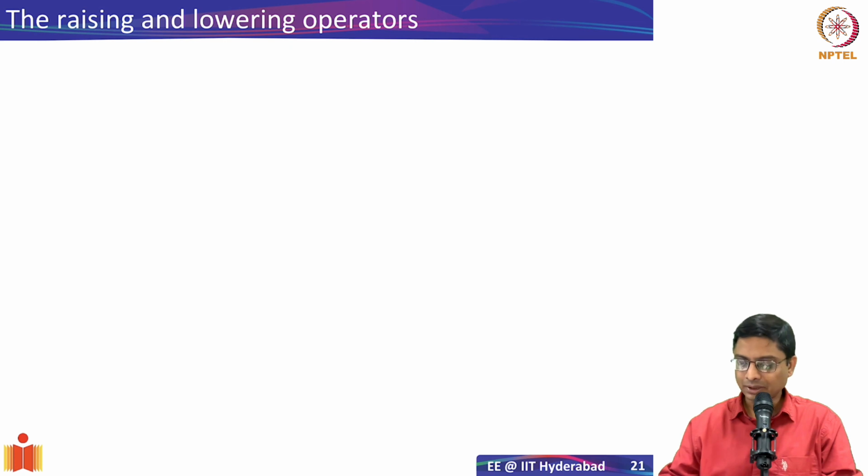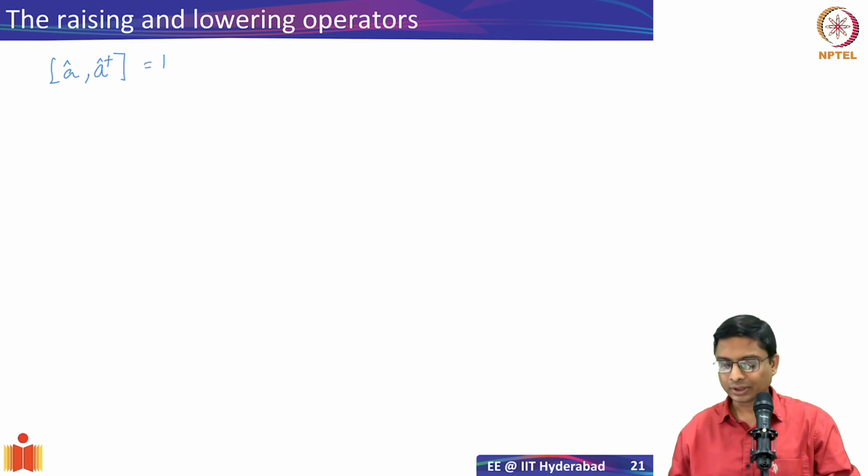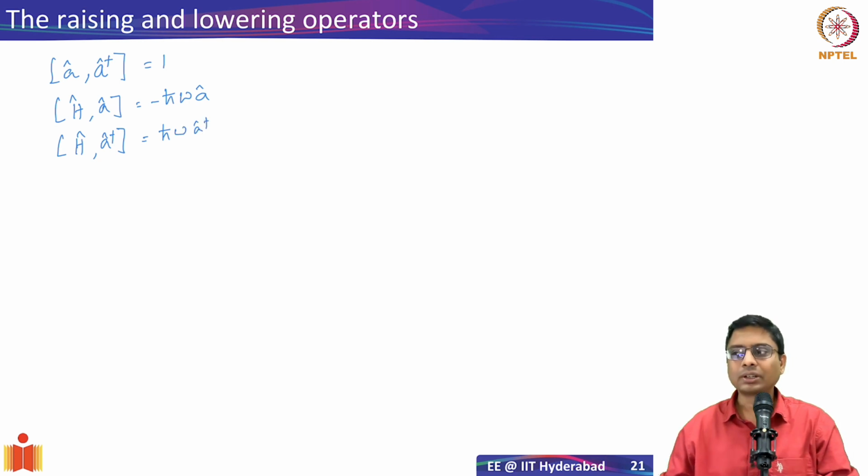So just to recap, we introduced the A dagger and A operators. We don't need to worry about the functional forms, and I'm not putting the hat notation, but it's understood that these are operators. The commutator of A and A dagger is equal to 1. We showed that in the last lecture. Similarly, we also saw what happens when the Hamiltonian acts on A. This is going to be equal to minus h cross omega A hat. And the Hamiltonian acting on A dagger gives you h cross omega A dagger. This is what we have seen.